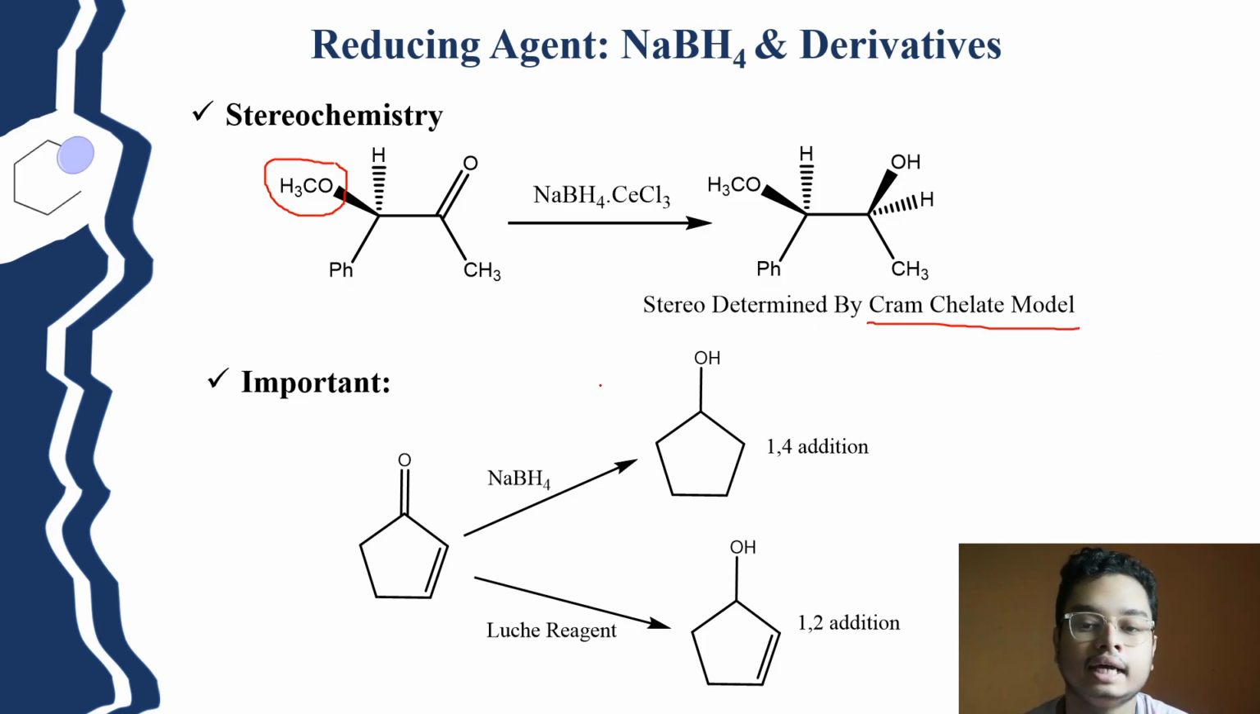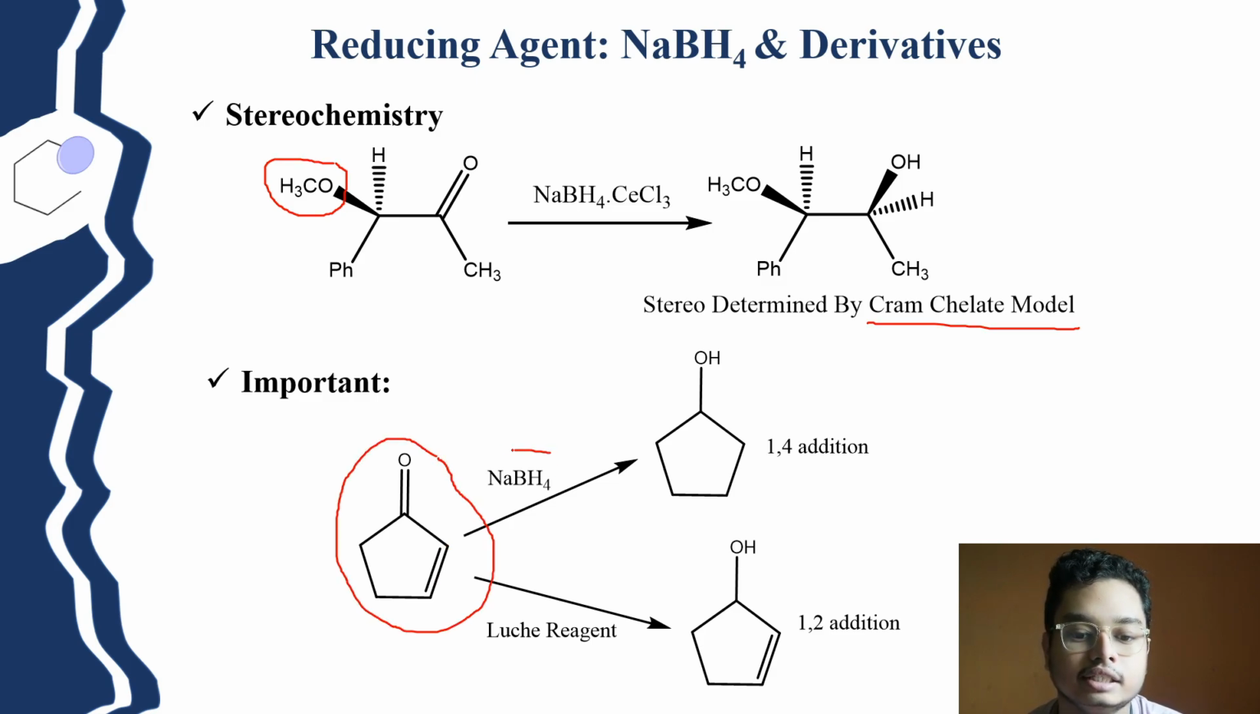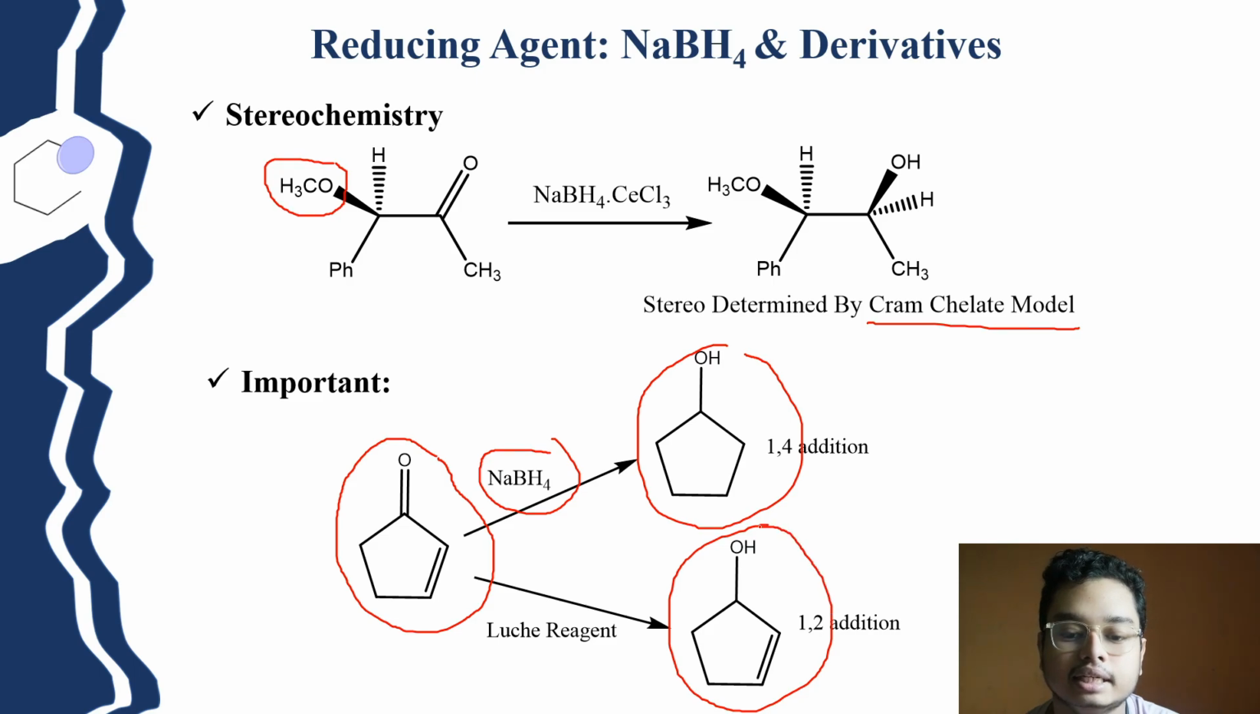Okay, so as I already discussed, the Luche reagent is purely a 1,2 addition reaction. Here you can find this 5-member alpha beta unsaturated carbonyl compound: in the case of NaBH4 the 1,4 addition takes place, but in the case of the Luche reagent the 1,2 addition takes place, and this is the major product. Okay, so this also proves that the Luche reagent based reduction is purely a 1,2 addition product.